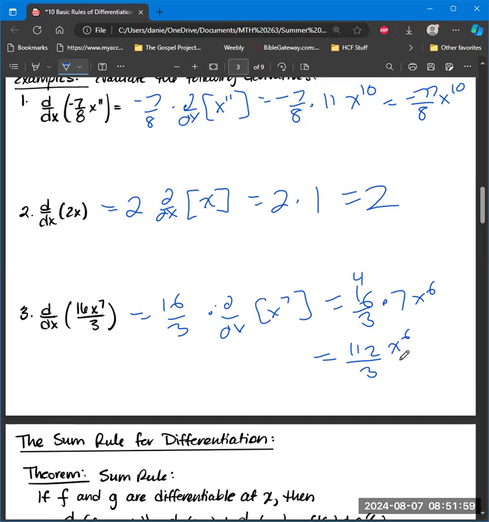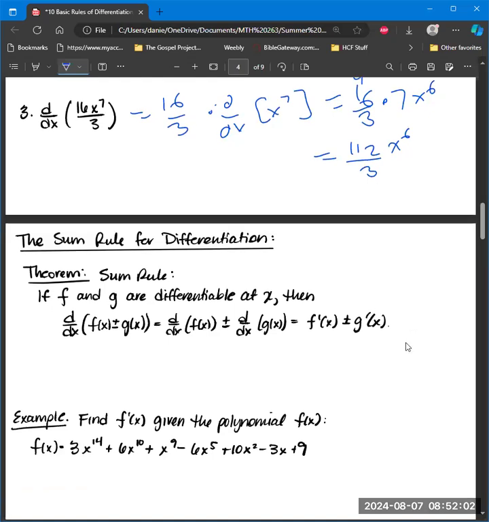All right, now for the sum difference rule. So remember that we had a rule for limits that said that the limit as x approaches c of f of x plus or minus g of x was equal to the limit as x approaches c of f of x plus or minus the limit as x approaches c of g of x, and that the limit of the sum was the sum of the limits. Well, the same thing's going to happen here because derivatives are big summations. So the derivative of the sum is the sum of the derivatives.